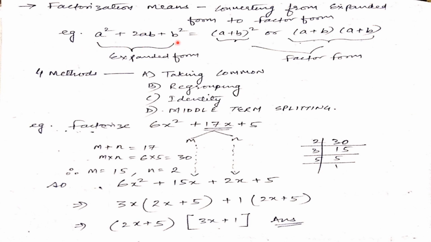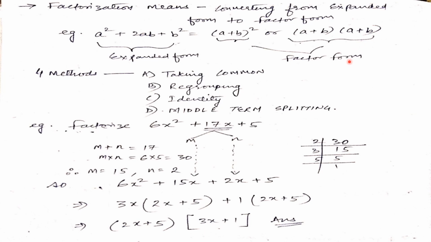This can be written as (a plus b) whole square. We all know this is the factor form. Or you can write this as (a plus b) into (a plus b). Again, you can see between these two polynomials there is only a multiplication sign, so it is a factor form.